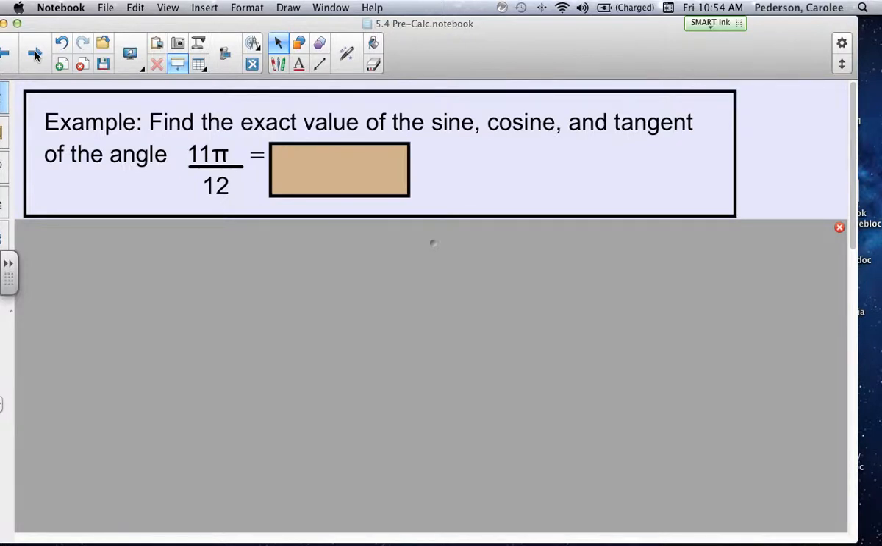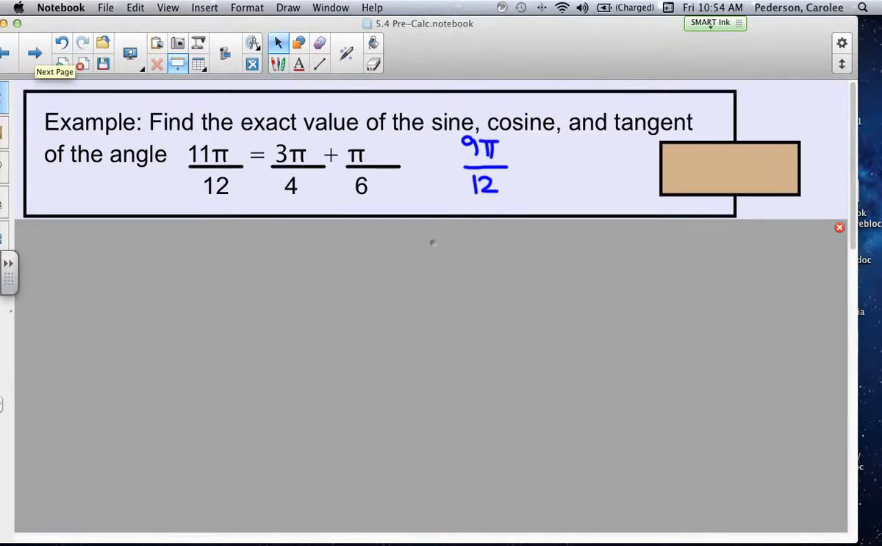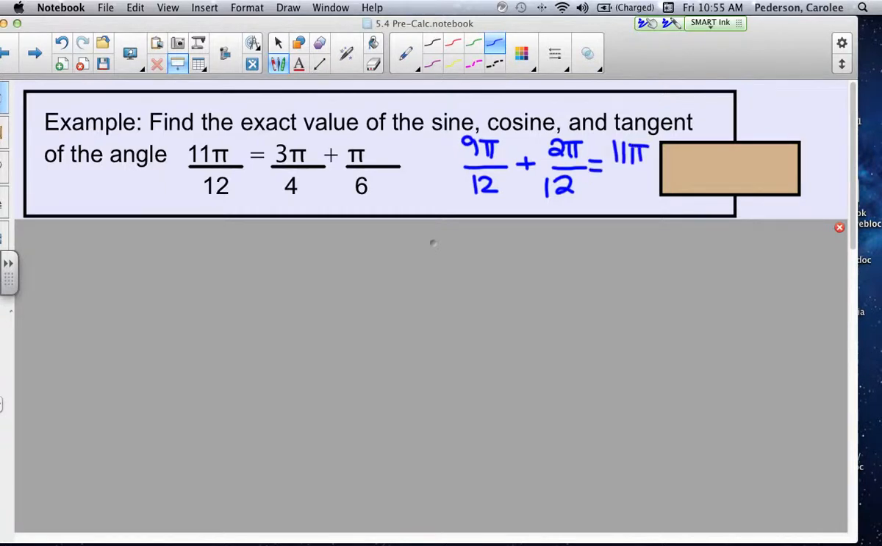Well, now we're in radians. What two angles add or subtract on the unit circle to give us 11 pi over 12? And those two angles are 3 pi over 4 plus pi over 6. The reason why you can change those denominators is by multiplying the first fraction by 3. So 3 times 3 is 9 pi. And then the second fraction, pi over 6, you multiply that by 2, and you get 2 pi over 6, and now you have 11 pi over 12.